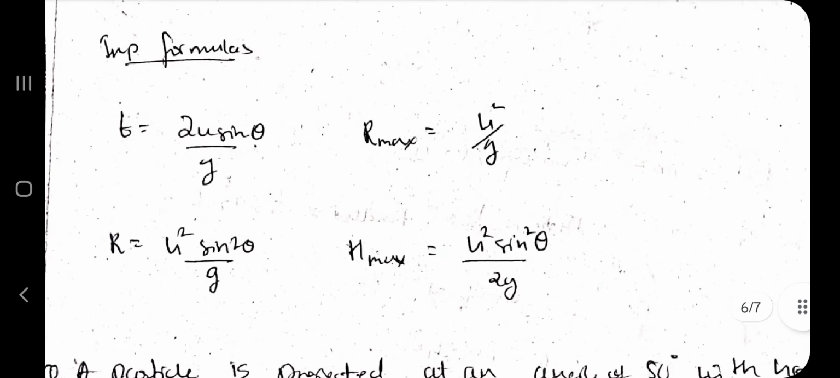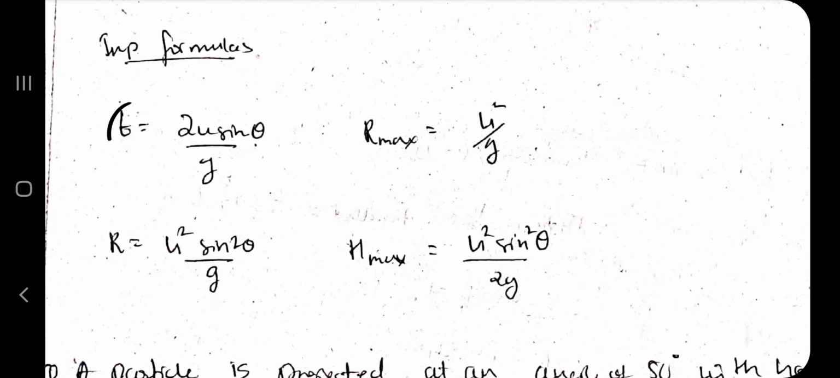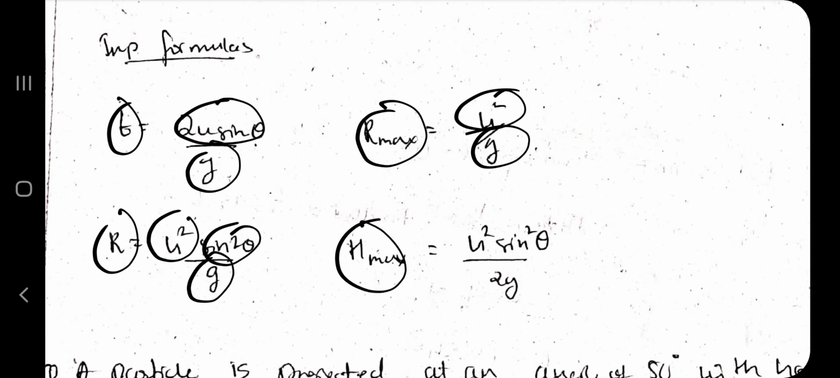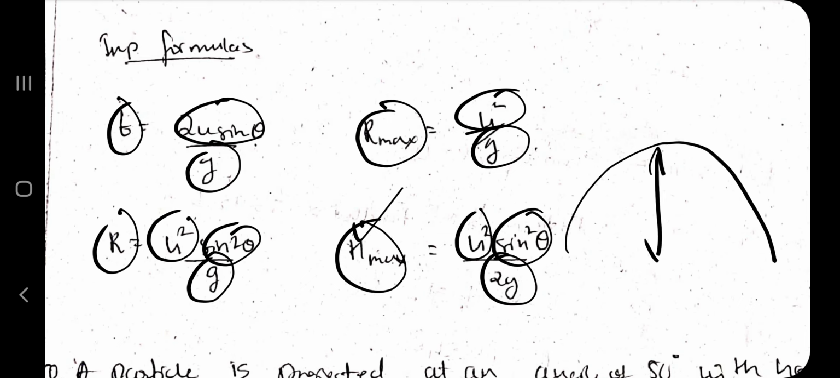So these are the important formulas which I was trying to tell you: t is equal to 2 u sin theta by g, r max is equal to u square by g, and r is equal to u square sin 2 theta by g. H max is equal to u square sin square theta by 2g. H max is nothing but, if this is a projectile motion, this is H max, R max is this one, and T is this one, means how much time it took.